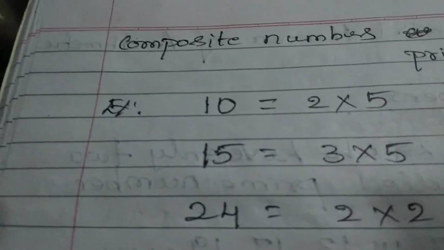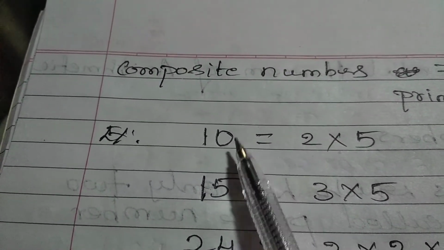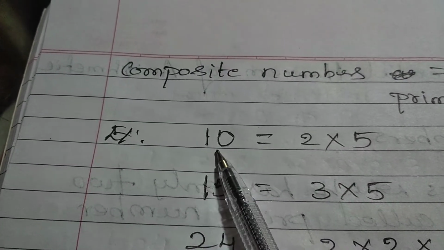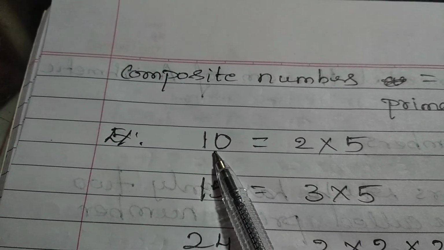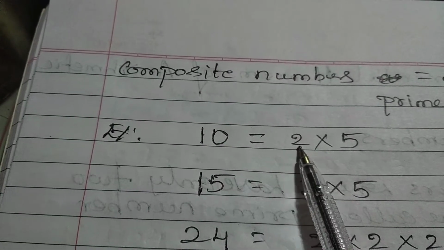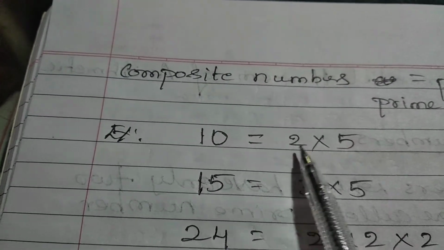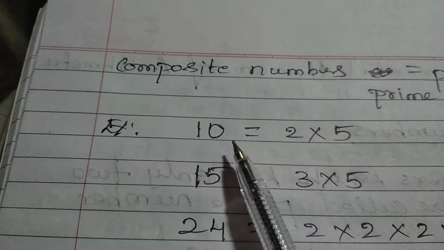Look at the example 10. 10 is a number. Is it a prime number? No, it's a composite number. Why is it a composite number? Because it has more than 2 factors. So this can be expressed as the product of two prime numbers. See, 2 is a prime number, 5 is also a prime number. When you multiply two prime numbers, you will get a composite number.